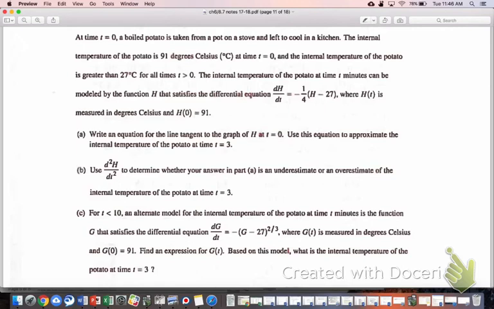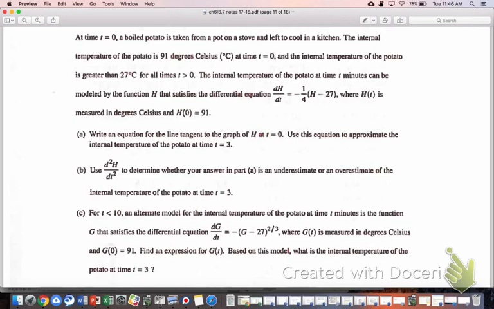It says, at time t equals 0, a boiled potato is taken from a pot on a stove and left to cool in a kitchen. The internal temperature of the potato is 91 degrees Celsius at time t equals 0. So right when they take it out of the oven, it's 91 degrees Celsius. And the internal temperature of the potato is greater than 27 degrees for all positive times. So it'll never go below 27.